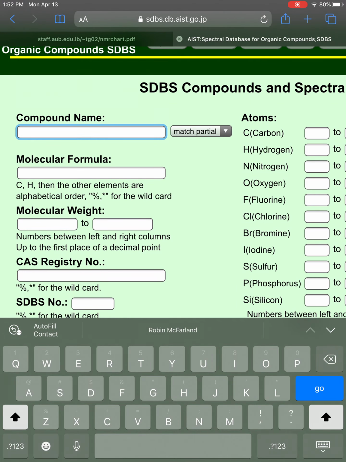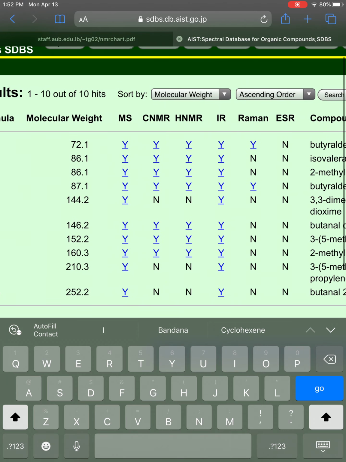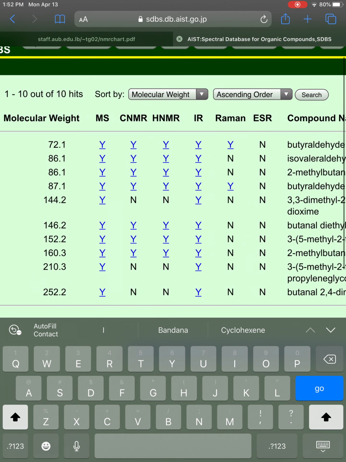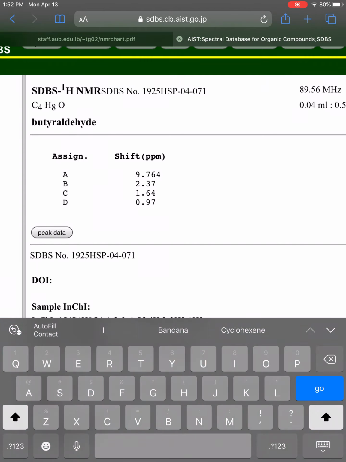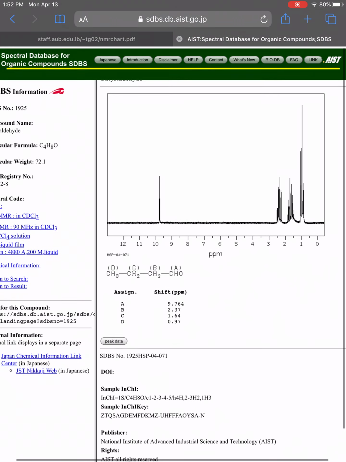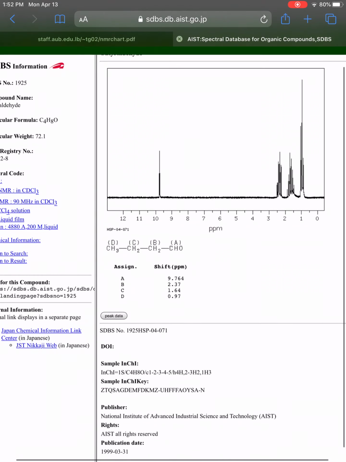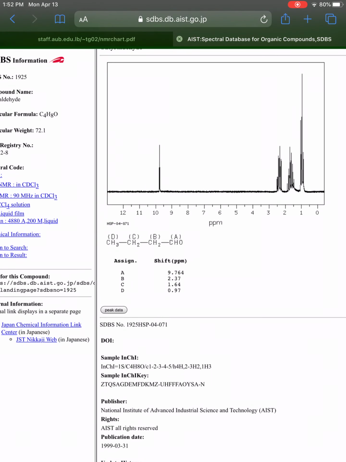Let's look at an aldehyde. Aldehydes are interesting because, let's see, which one do I want to look at? Let's see if butanol is in here. Butanol, also known as butyraldehyde. There it is. Yeah, here's the one for butanol. And you'll notice here, if you look at the aldehyde H, this is signal A, where you see the CHO.